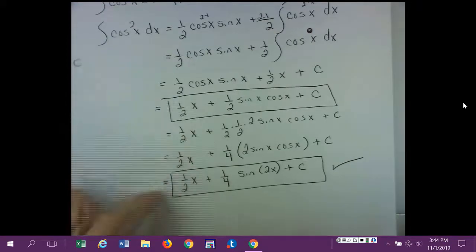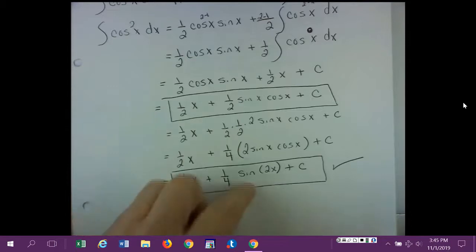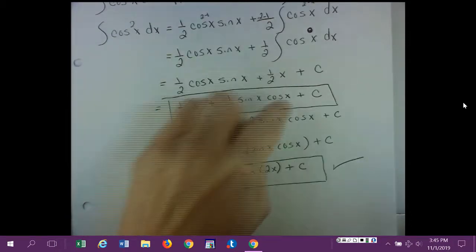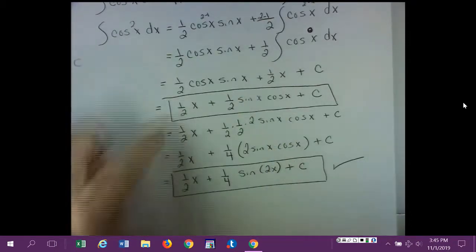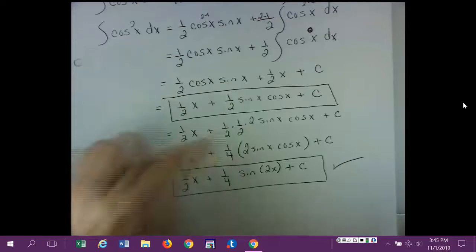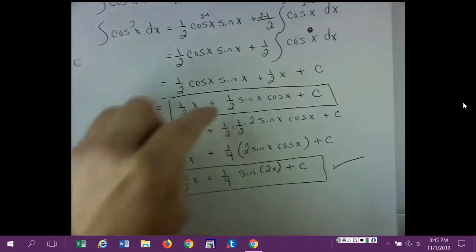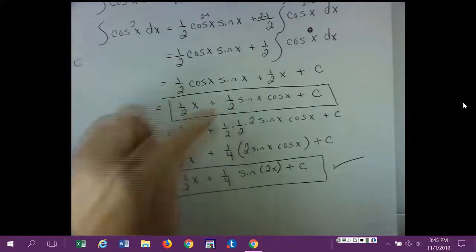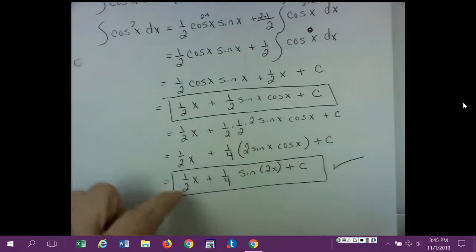Either one is acceptable, except this one is better because it's more condensed and it involves one trig function instead of 2. How did they do that? They used the double angle formula and they put in a form of 1 as to not change this one. Putting in the form of 1 allowed us to go to this one. So there's the proof.